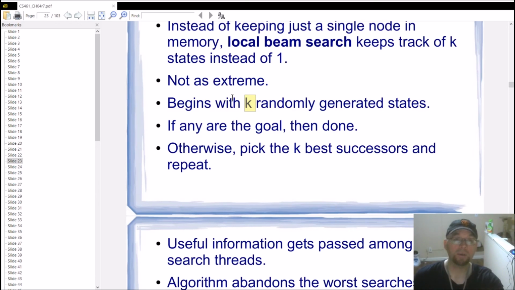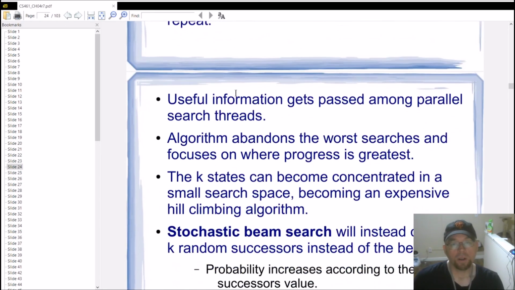Keep this in mind, because genetic algorithms, which are going to be one of your programming projects, are a variation of a beam search. So, parallel search threads. The algorithm does its best to abandon the worst searches and focuses on where the progress is greatest. If each of those parallel searches is just a steepest hill climbing search, some of the search threads will get stuck, fine, then you're done with those, and the other threads can continue on their merry way.